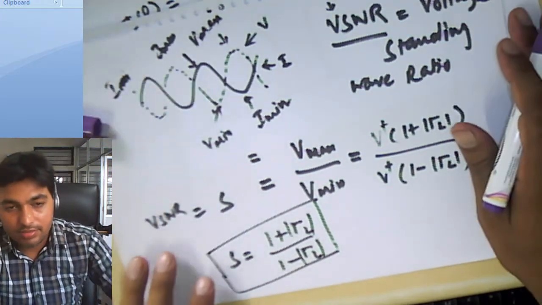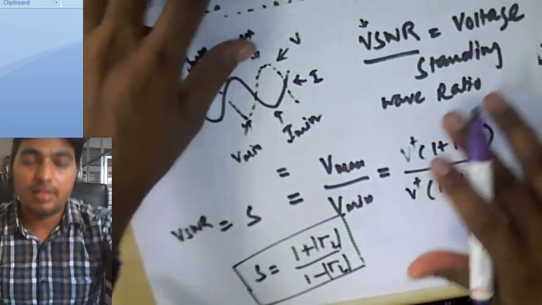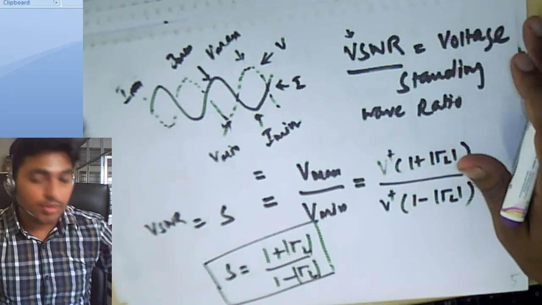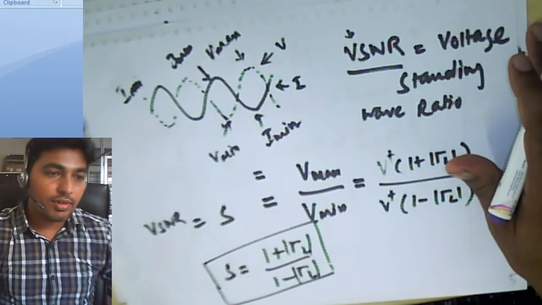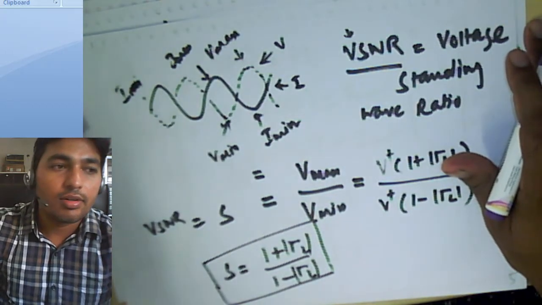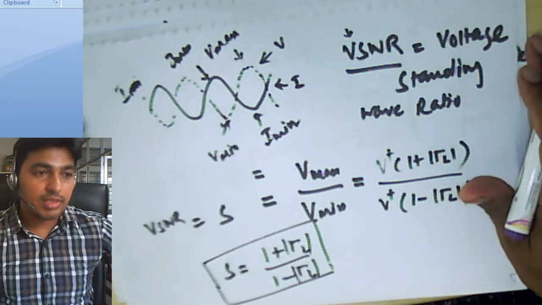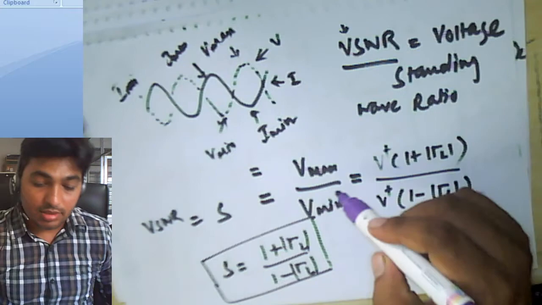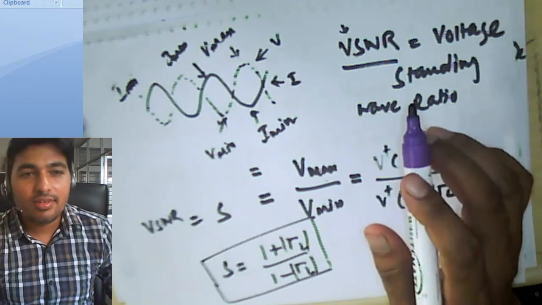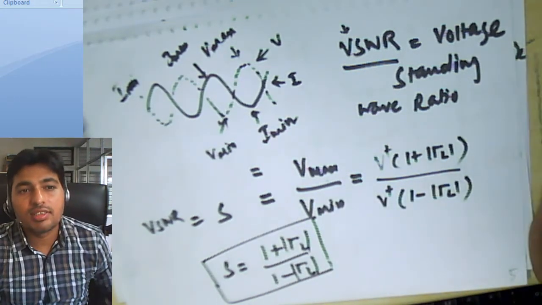Now we'll see what is the physical interpretation of this voltage standing wave ratio. The voltage standing wave ratio is an accurate indicator of the reflection in a transmission line. By definition, it is the ratio of Vmax by Vmin. Vmin is always less than Vmax, so S is always greater than 1.